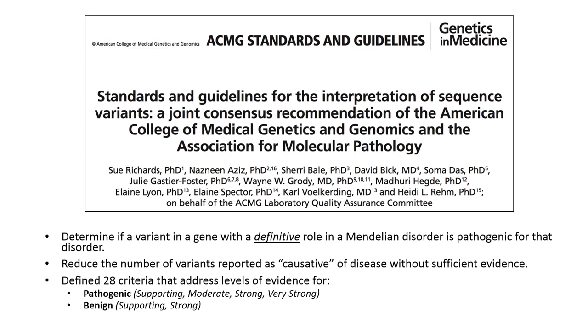To accomplish this, the guidelines define 28 criteria that address various types and levels of evidence that either support a pathogenic classification for a given variant, with levels ranging from supporting to very strong, or support a benign classification, with supporting, strong, and standalone evidence levels.